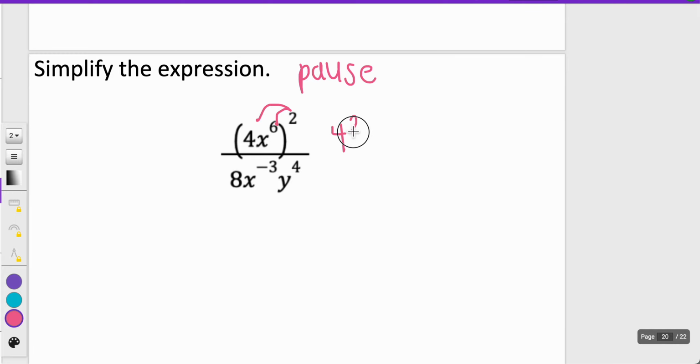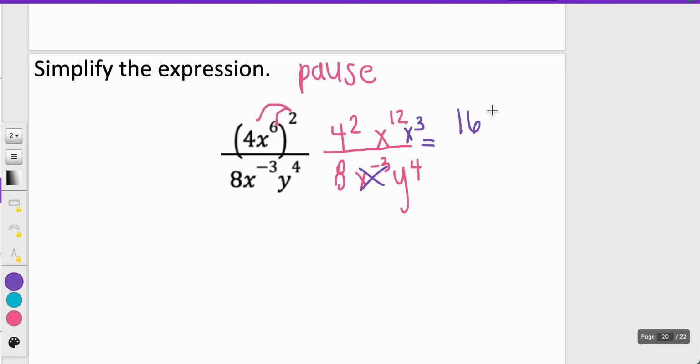So I'm going to have 4 to the 2nd, x to the 12th, over 8x to the negative 3rd, y to the 4th. I'm going to go ahead and start to simplify my numbers. 4 to the 2nd is 16, and then x to the negative 3rd can come up on the top, and if I put those two together, x to the 12th and x to the 3rd makes x to the 15th, over 8 y to the 4th.